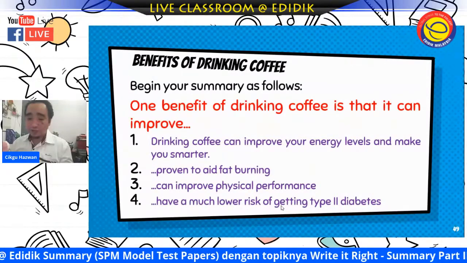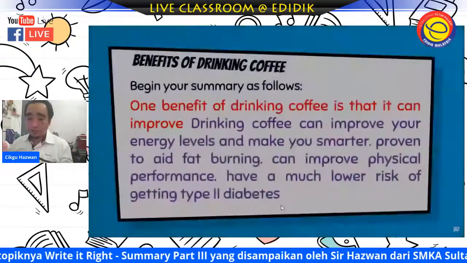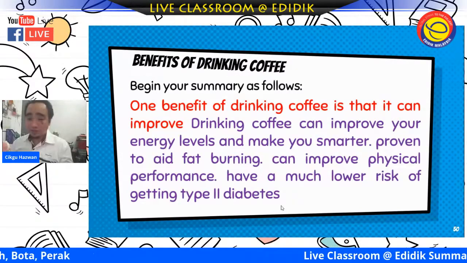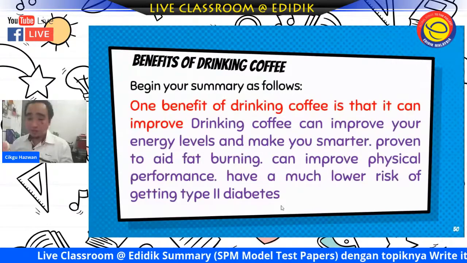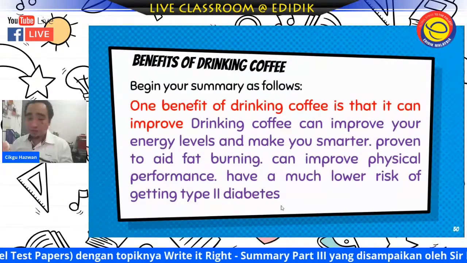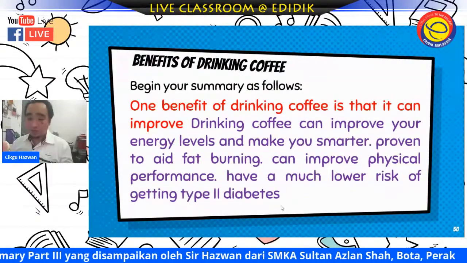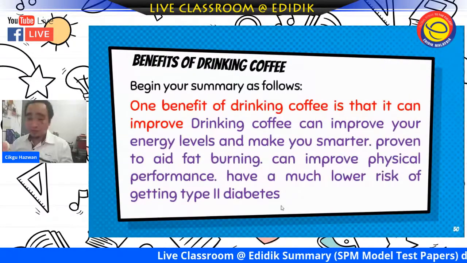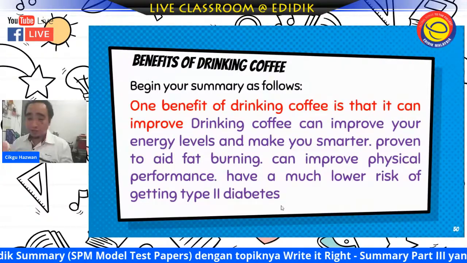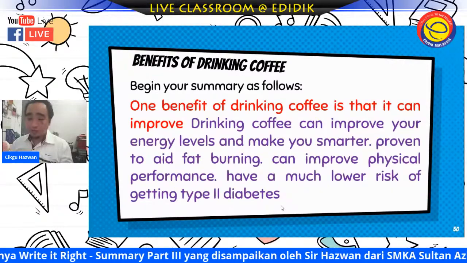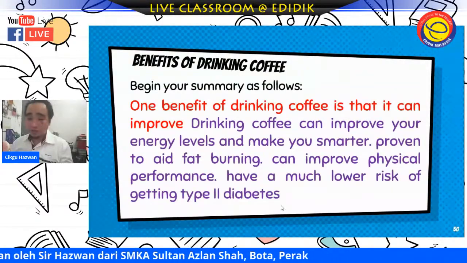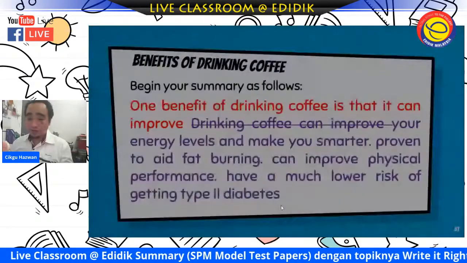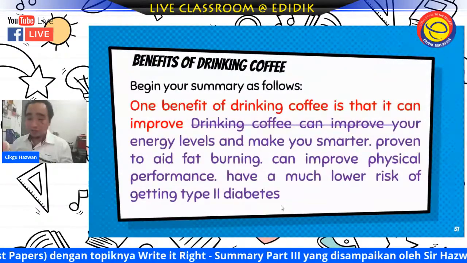Okay, so I tried to summarize everything, just put everything in one paragraph, and let's take a look at how we can change this into a summary. The red one is actually the compulsory one, so you cannot change it. The red one is given together with the question, which is: one benefit of drinking coffee is that it can improve what? For example, now we have the first point, which is drinking coffee can improve your energy levels and make you smarter. So we can omit the words drinking coffee can improve because that is already in the question itself. So: one benefit of drinking coffee is that it can improve your energy levels and make you smarter.